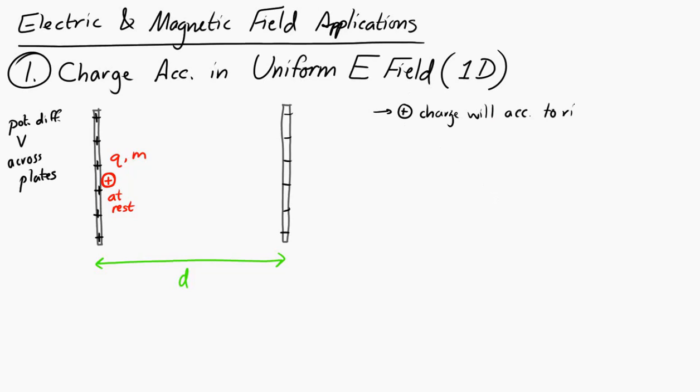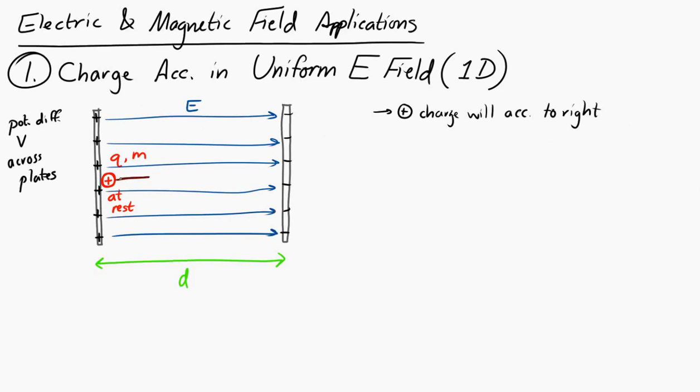So if we just look at this and think about what would happen, well, that charge is going to accelerate to the right. It's going to feel a big force to the right because there's an electric field. The electric field is going to cause an electric force. The force is going to cause it to accelerate, so it's going to zoom off to the right. And we have a lot of mathematical relationships that we can use to describe this situation.